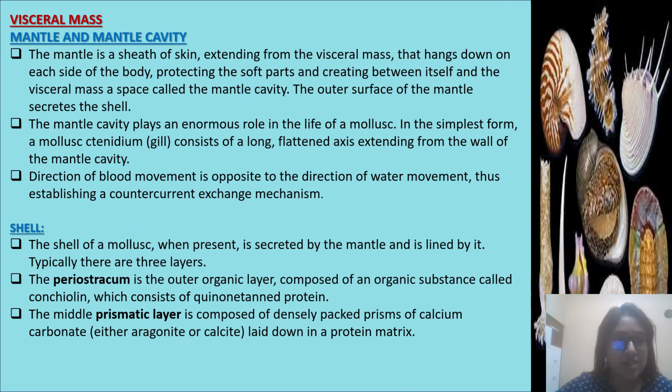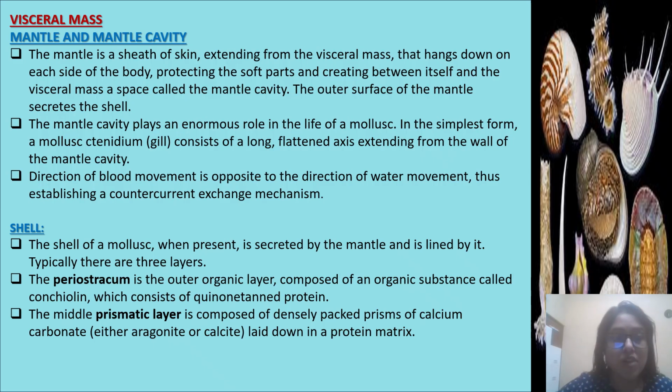Next, visceral mass, that is mantle and mantle cavity. The mantle is a sheath of skin extending from the visceral mass that hangs down on each side of the body, protecting the soft parts and creating between itself and the visceral mass a space called the mantle cavity. The outer surface of the mantle secretes the shell. The mantle cavity plays an enormous role in the life of a mollusk.